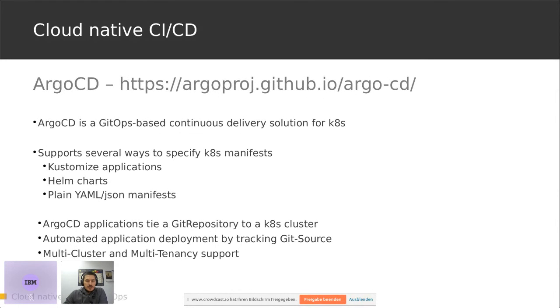As the GitOps engine today, we will look at ArgoCD. It's actually, I think, the most used GitOps engine right now. The other big one is Flux. But ArgoCD is, at the moment, the one with the most features and a really good solution. ArgoCD is a GitOps-based continuous delivery solution.